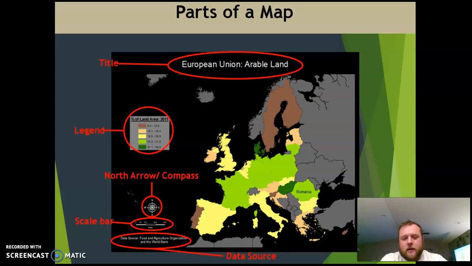We see that there's a percentage difference on the legend. We see that north is going up. We have the scale bar showing how far everything is apart, as well as the data source coming from the World Bank.